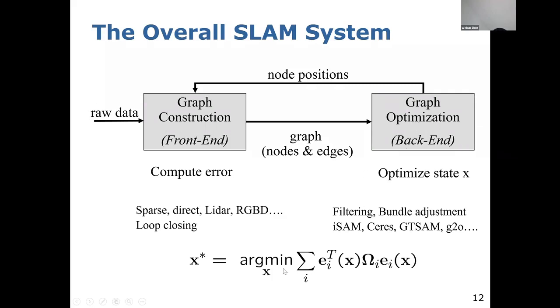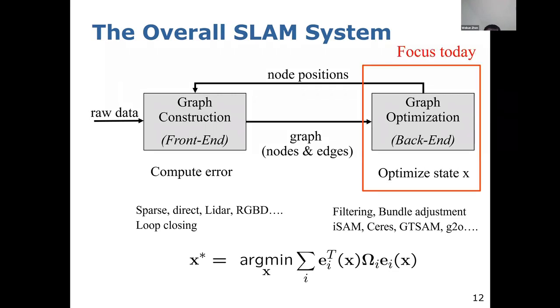Again, the graph optimization is trying to minimize this sum of least square error. And you may have heard about using different methods such as filtering, bundle adjustment, or different solver libraries like iSAM, Ceres, GTSAM, g2o, something like that. But they are just different tools that try to help you solve this same cost function. And in this tutorial, I'll only focus on how to optimize the given cost function.